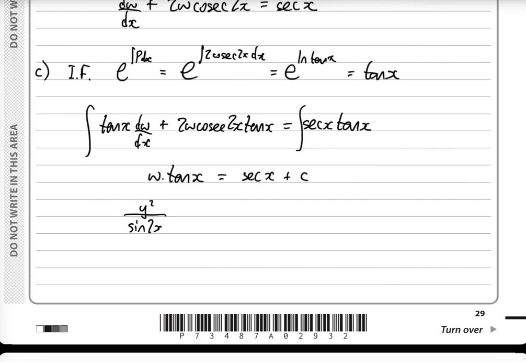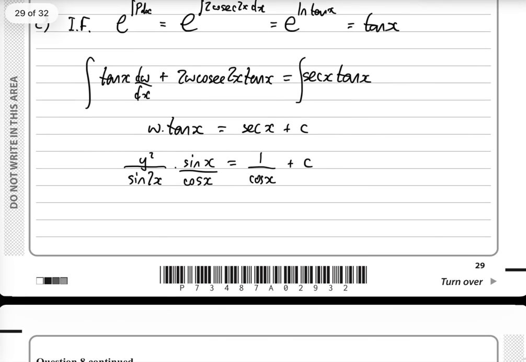So we still have a bit of manipulation here. So I'm going to change this into sine x over cos x. And over here, 1 over cos x. Don't forget that constant, because that will create an extra term when we do our multiplication, which we're going to do in just a moment. 2 sine x cos x, sine x cos x, the sines cancel.